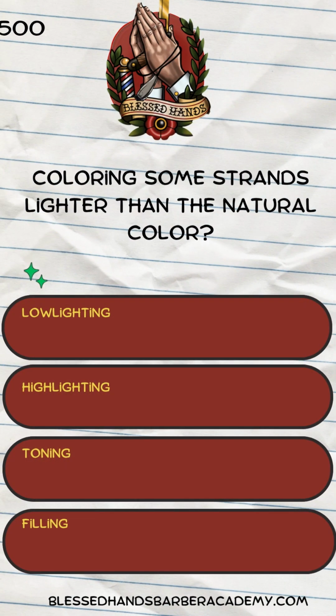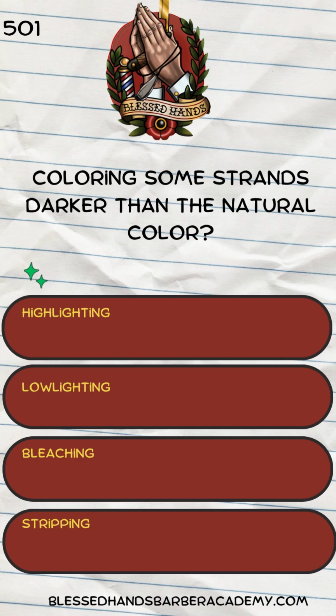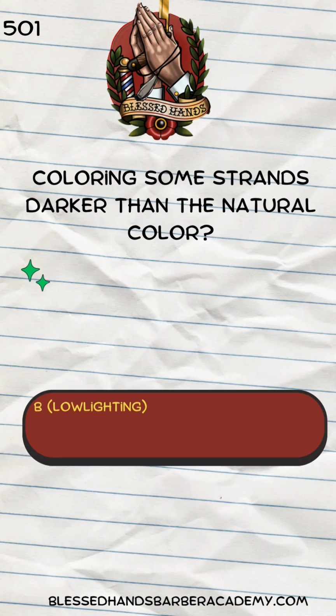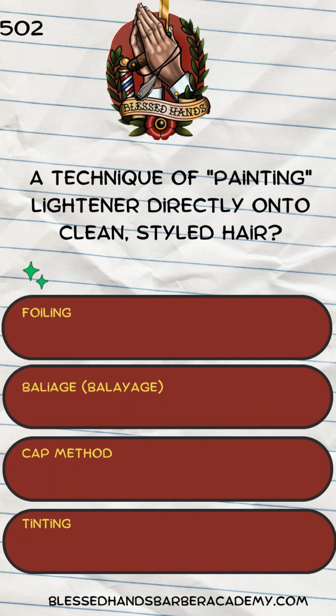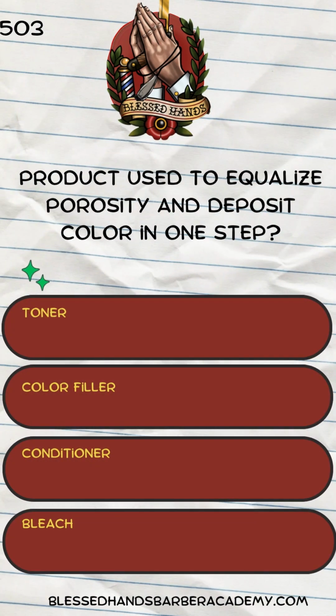Low lighting, highlighting, toning, filling. B. Highlighting. Coloring some strands darker than the natural color. Highlighting, low lighting, bleaching, stripping. B. Low lighting. A technique of painting lightener directly onto clean styled hair. Foiling, balayage, cap method, tinting. B. Balayage. Product used to equalize porosity and deposit color in one step. Toner, color filler, conditioner, bleach.